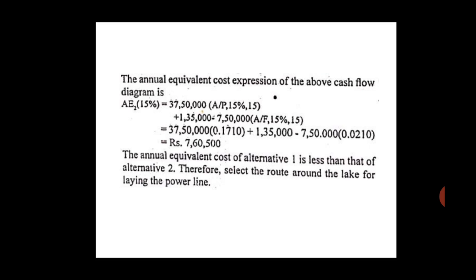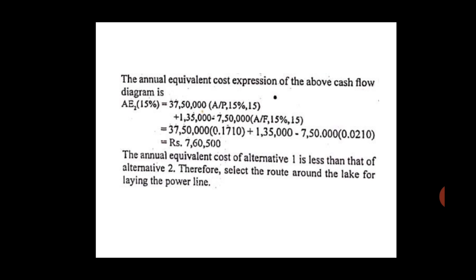So A bar P means this is only one-time investment. P is the principal amount, I have to find out the equivalent amount. Then A bar F means this is the scrap value which I am getting only once. For that I am converting this 7,50,000 into an annual equivalent amount. Okay, that is A bar F.